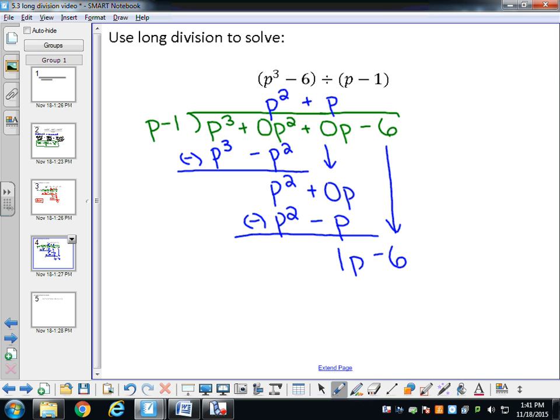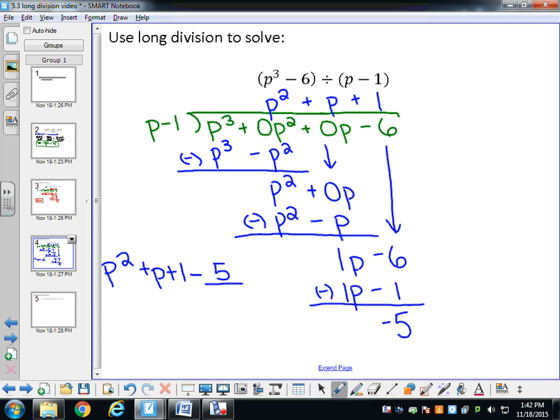P has to get multiplied by what to get rid of 1p? I just need a plus 1. Multiply throughout. I get 1p minus 1. Subtract them. I get negative 6 minus a negative 1, which is really negative 5. So this becomes my remainder. So that has to go over what I was dividing by. So my final answer is p squared plus p plus 1 minus 5 over p minus 1. Now it's a minus 5 because the 5 was negative.